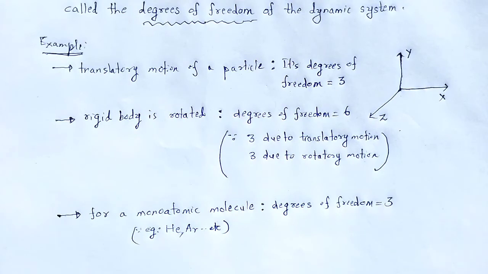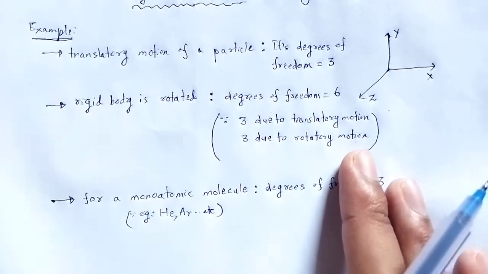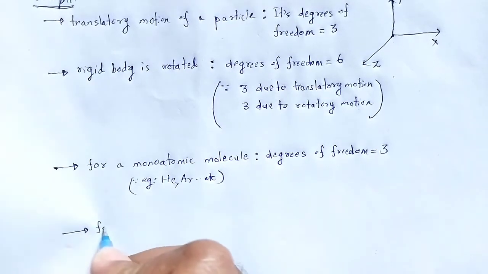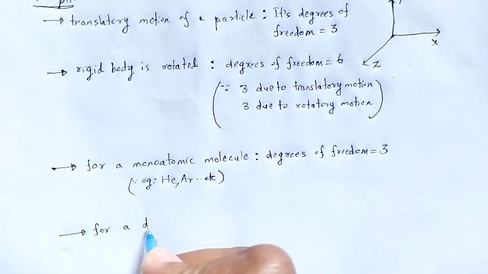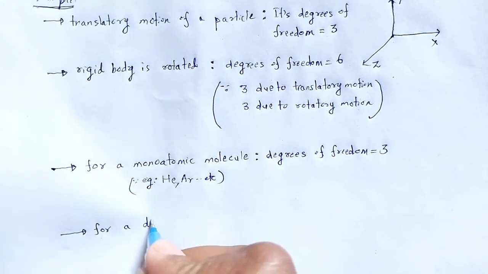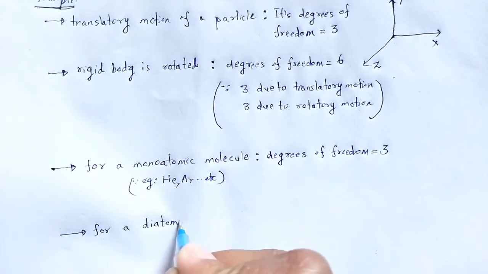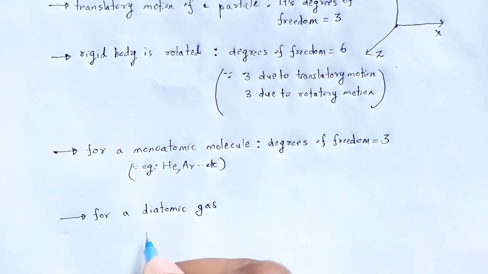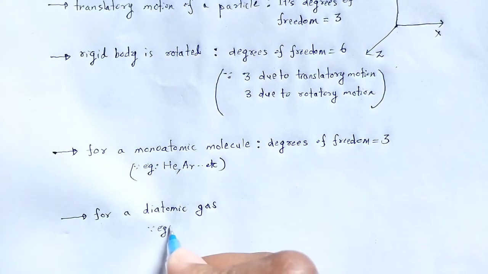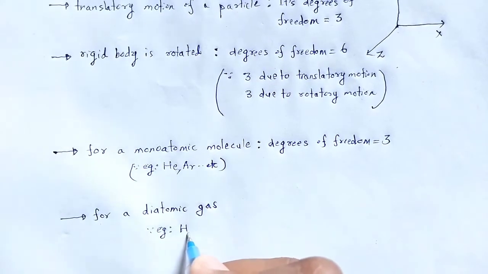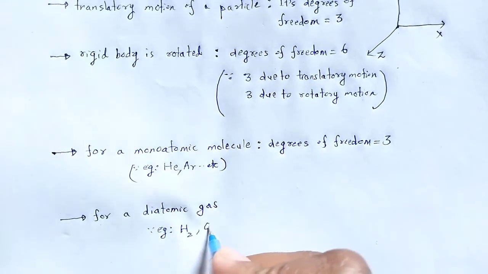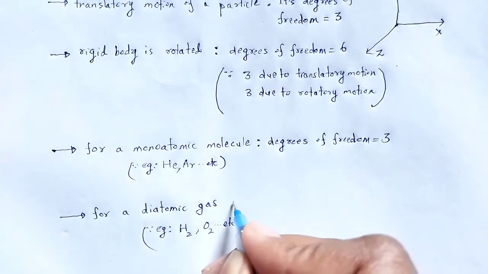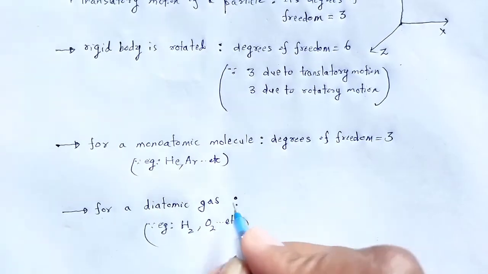Next, for a diatomic gas molecule, what should be the degrees of freedom? Taking a diatomic gas, examples H2, O2, etc. are examples of diatomic gas. So here what should be the degrees of freedom?